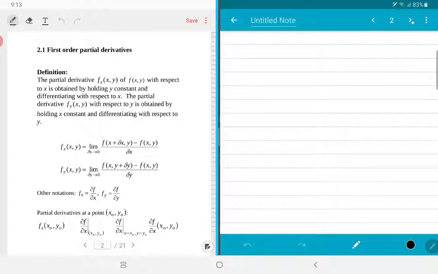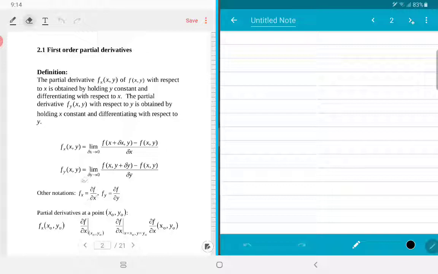So here you can see, in the definition, for partial f partial x, y does not change, meaning that we hold y as a constant. So here we have y and here we have y as well. For partial f partial y, we hold x as a constant. So you can see here we have x, here we have x, it doesn't change.